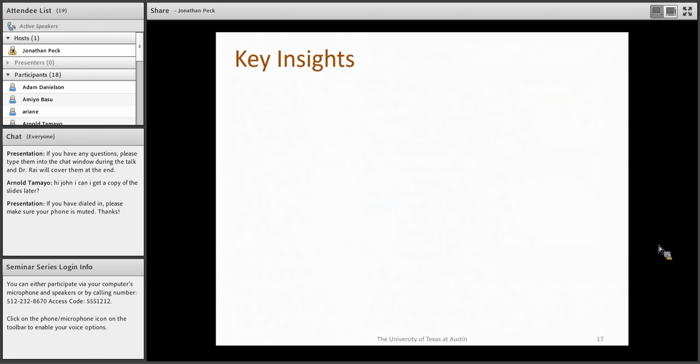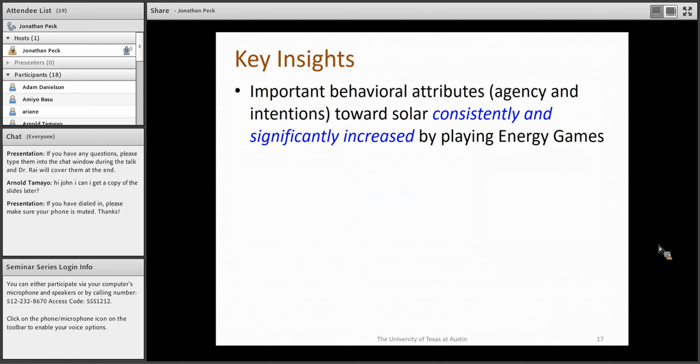I'll abstract out a lot of detail, just give you key insights of what we're finding. We found that important behavioral attributes that are important in terms of making or intending to go solar were being consistently and significantly increased by folks who played energy games. And this was all done in a randomized controlled trial setting, so we have very high confidence in what we're learning.